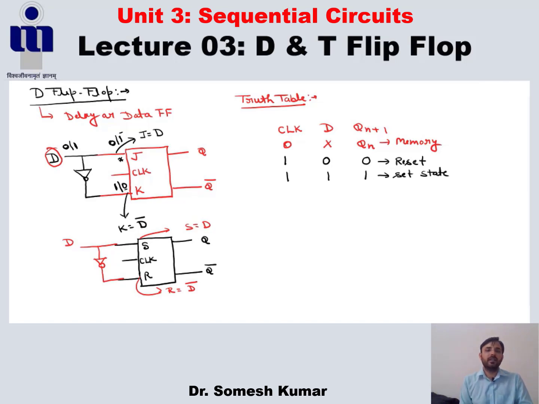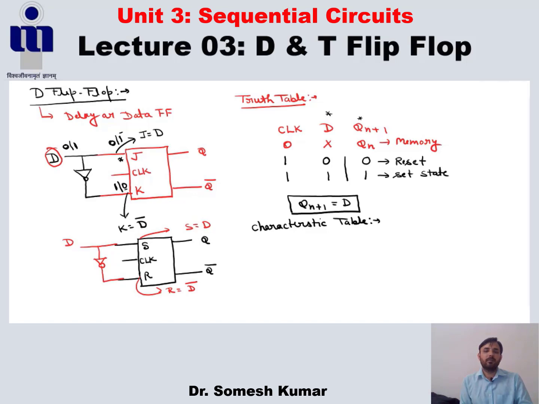Fine. So we can say Qn plus 1 is equal to D here. This is the Boolean expression for the D flip-flop, or the characteristic equation of the D flip-flop. Now we will study the characteristic table of the D flip-flop.